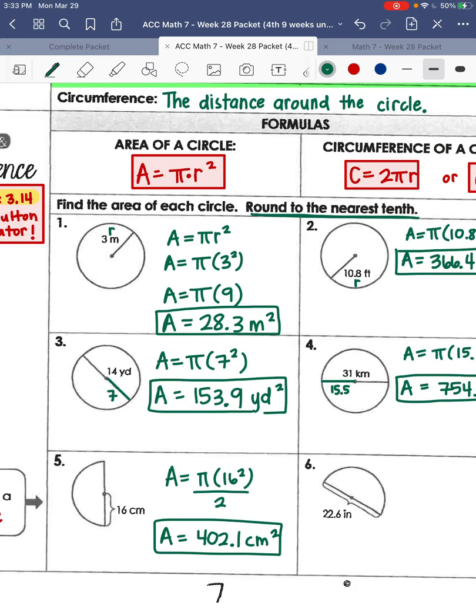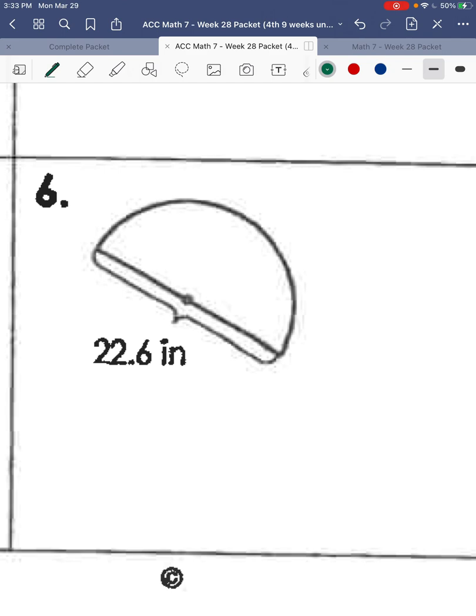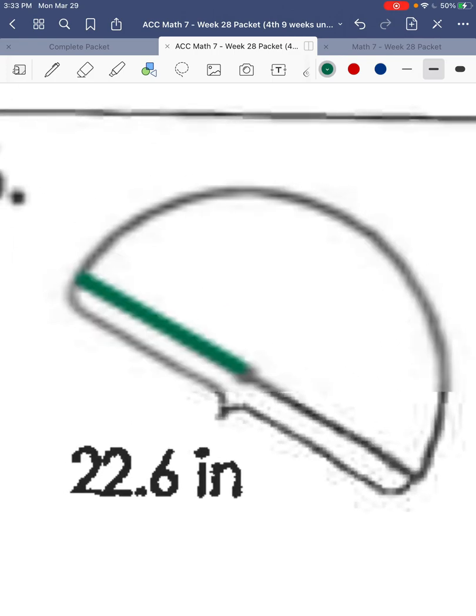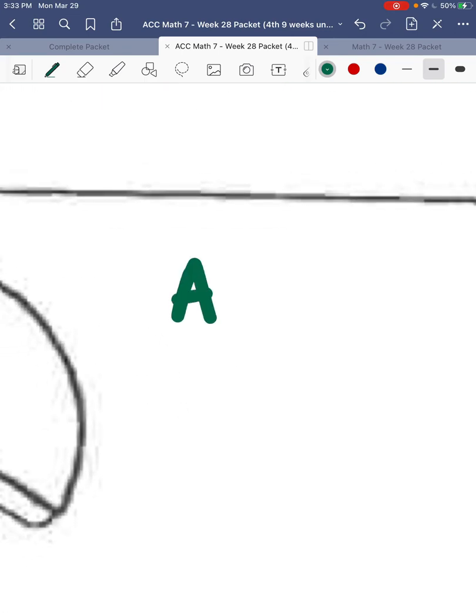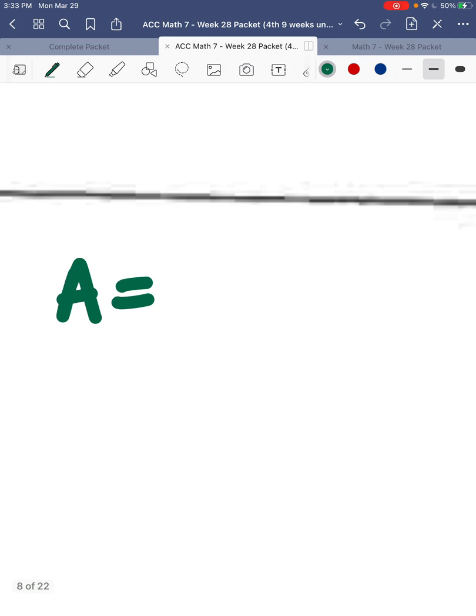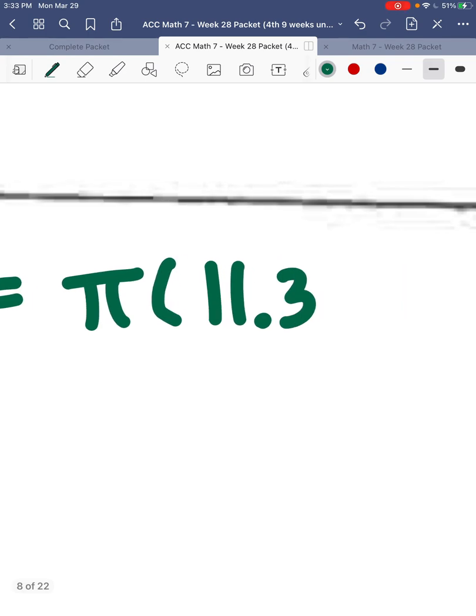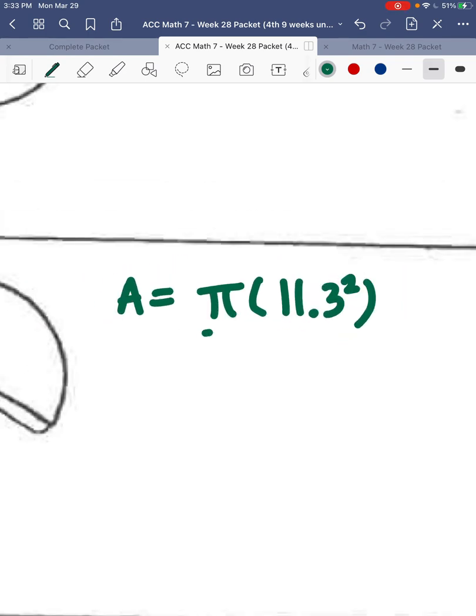Okay, I'm going to do the same thing in number 6, but notice in number 6, I'm given a diameter. The measurement I'm given goes all the way across that semicircle, but I'm really just interested in that half right there. So what is half of 22.6? Well, half of 22.6 would be 11.3 inches. So I'm going to use that. So area of my semicircle, normally I would say pi times 11.3 squared, but I'm going to have to divide whatever I get by 2.